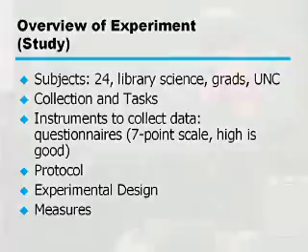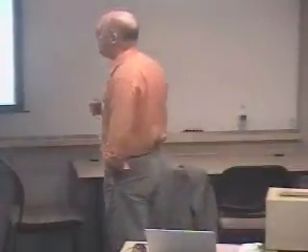So, overview of the experiment. We had 24 subjects, typically library science graduates from the University of North Carolina. We basically had a collection and task, which I'll talk about in a minute, which was the TREC 8 collection and tasks associated with that. And the instruments we used to collect the data were questionnaires, 7-point scales where high is good, as well as capturing what the users did through logging, in addition to basically capturing all of the documents that they saved.